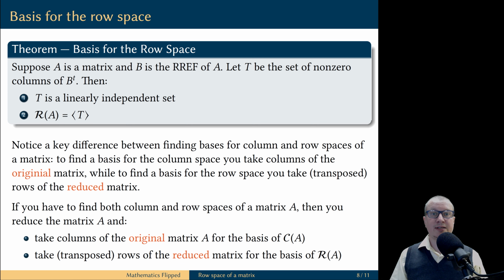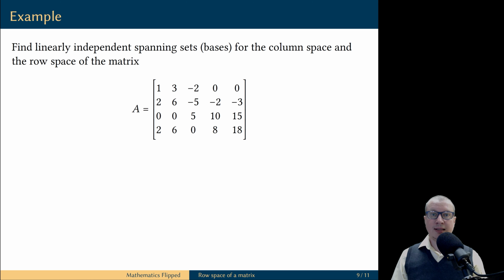So this gives us a convenient and efficient procedure for describing the column and row space of the same matrix. You only reduce the original matrix A. Then for the column space, you take the columns of the original matrix, which correspond to pivot columns in the reduced matrix. But for the row space, you take non-zero rows in the reduced matrix, then you transpose them to make them into columns. Let me illustrate this technique on this example.